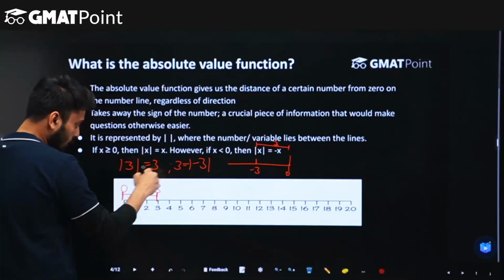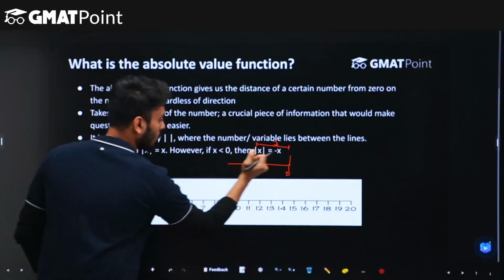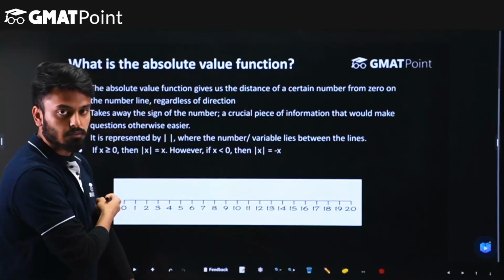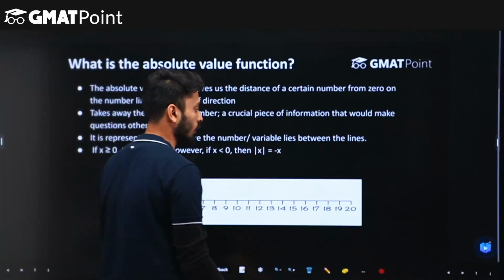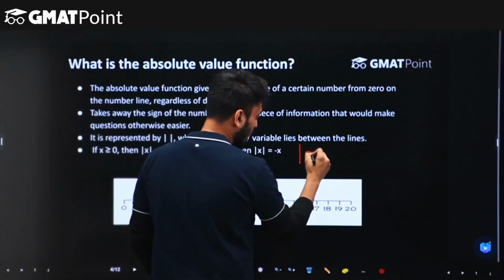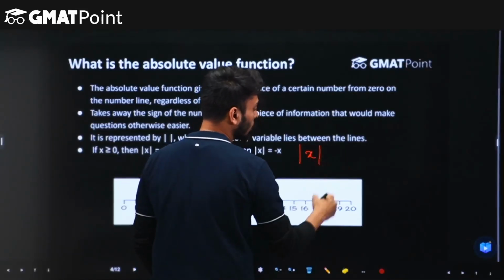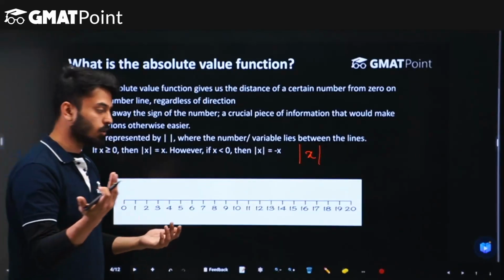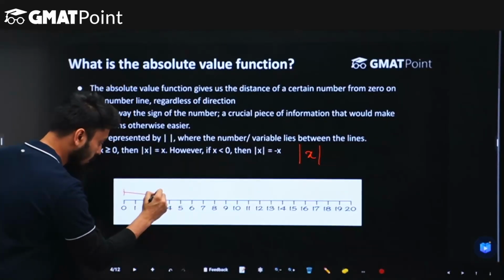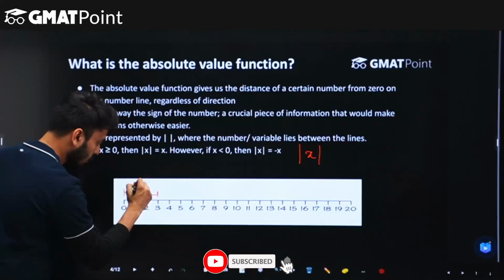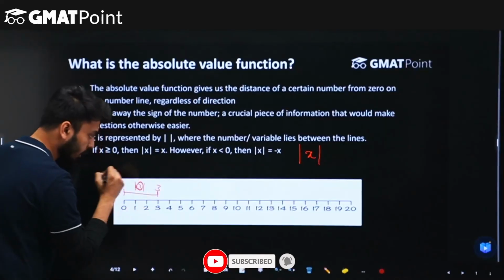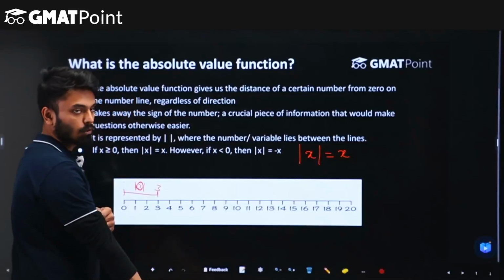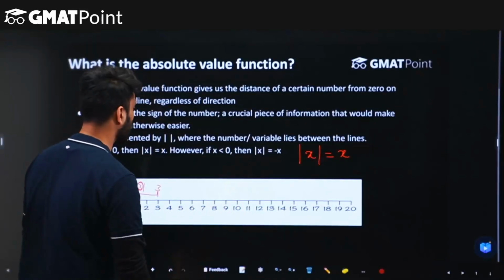Now this is the notation for mod. Mod, by the way, is short for modulus, which is another term we use for the absolute value function. So if you think about it, if x is greater than or equal to 0, then the distance is already positive, right? From 0 to 3, if I'm finding mod 3, then it is just the number inside the mod. So if x is greater than or equal to 0, this becomes x itself. There's nothing that needs to be changed.